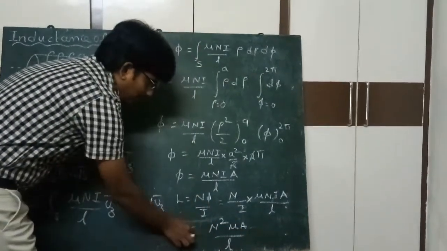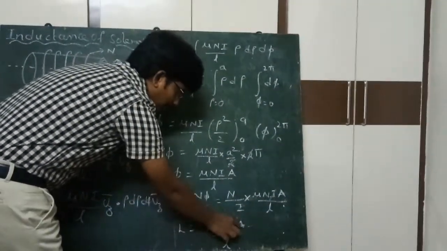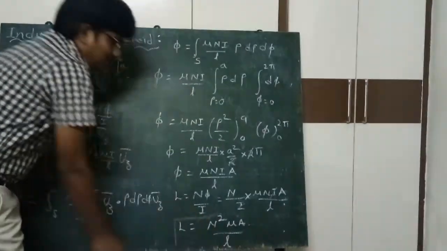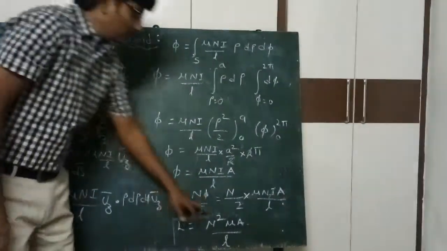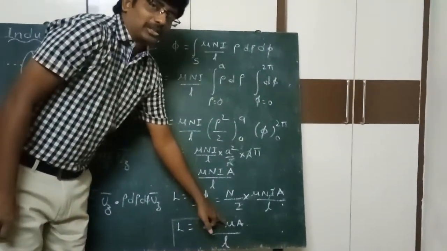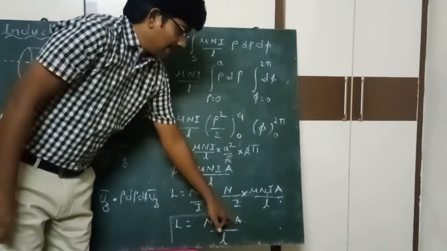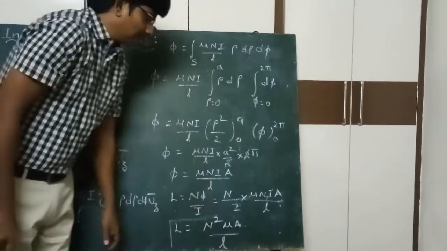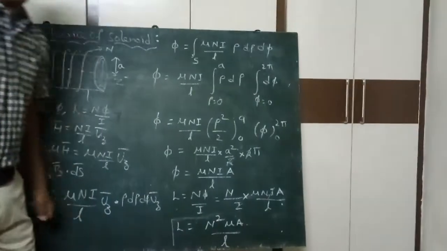That is, L equals N square into mu into A by L, where N is the number of turns in the solenoid, mu is permeability, which equals mu naught into mu R, A is the cross section area of the solenoid, and L is the length of the solenoid.